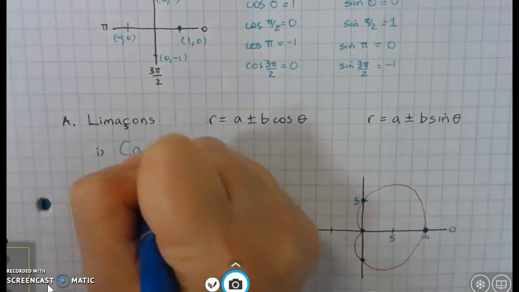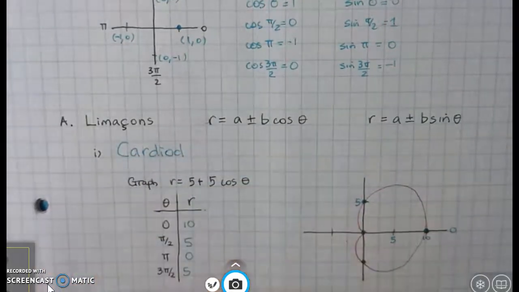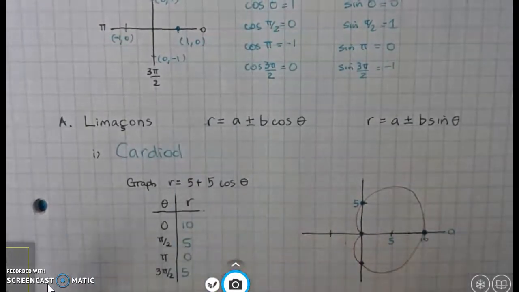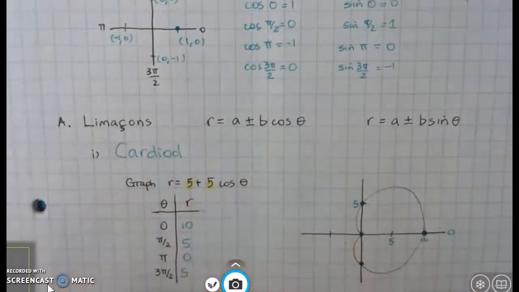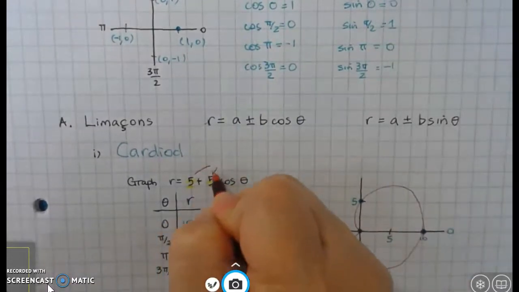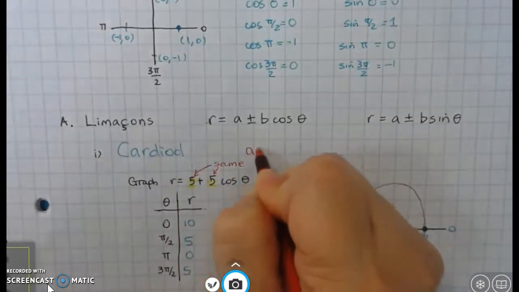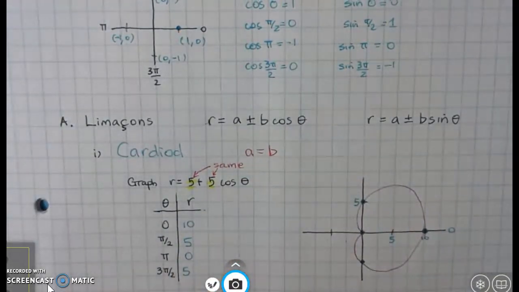C-A-R-D-I-O-I-D, cardioid. This is what we call the cardioid shape. What makes this shape special is that the values here, 5 and 5, the a and b in this case, are the same. I can summarize this and say a equals b in this structure. We call it a cardioid because it looks like a heart.